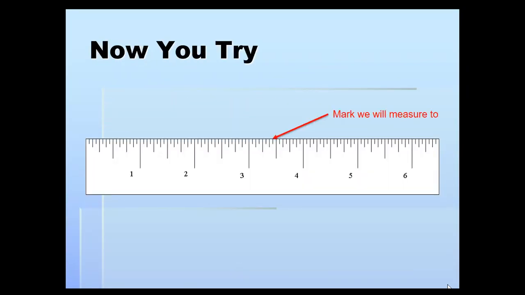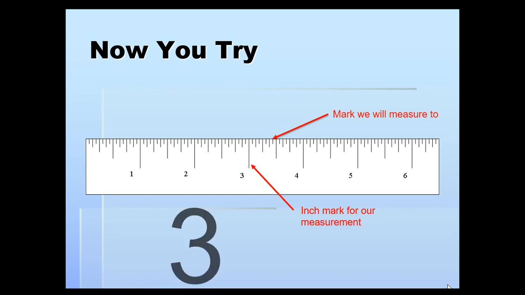Why don't you try it now? We have the mark we will measure to in red with a spot on the arrow. This is the inch mark for our measurement, so in this case, you should have written down the number 3.